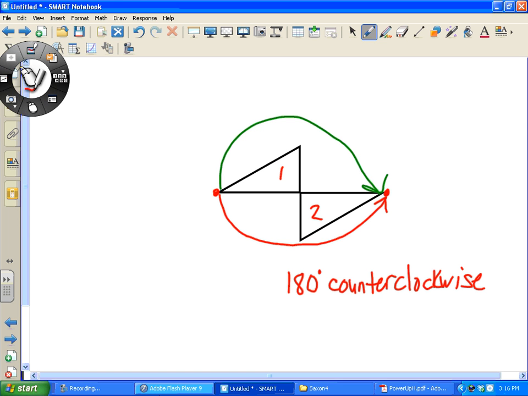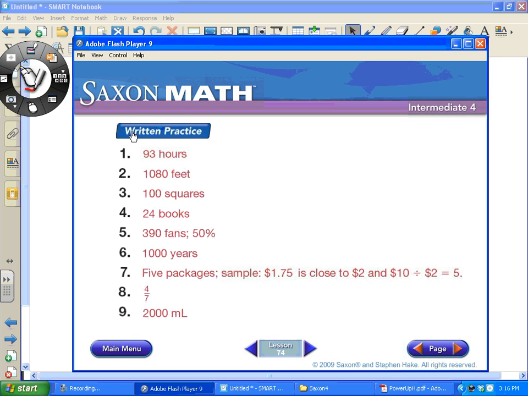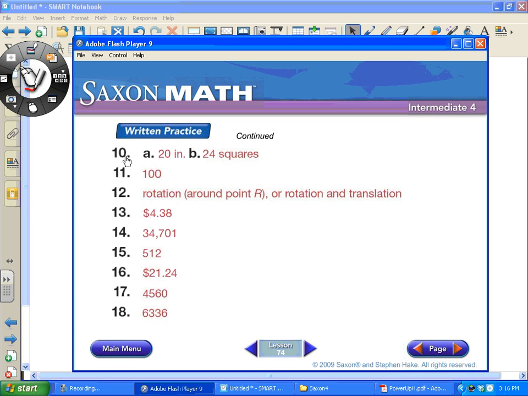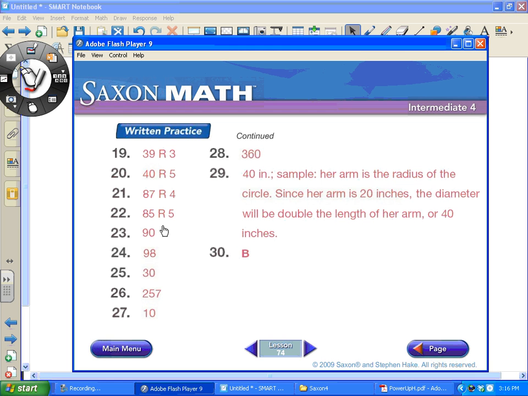Okay, now let's go back and check your 74 written practice. So hit pause as you check 1 through 9. Hit pause as you check 10 through 18. And hit pause as you check 19 through 30.